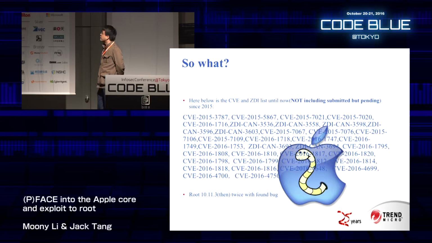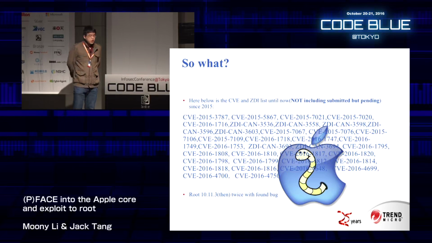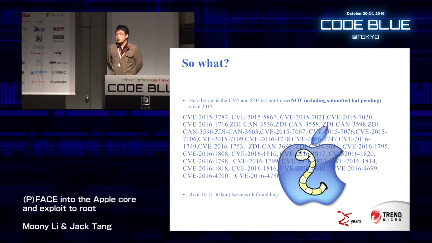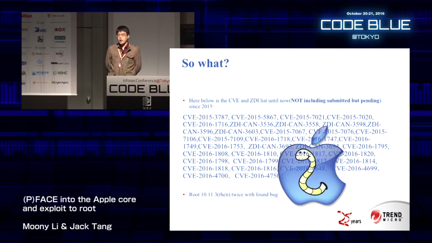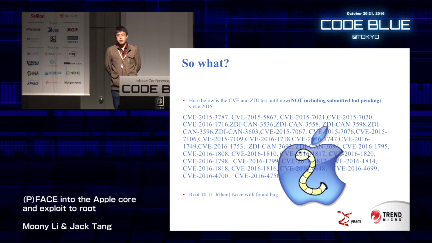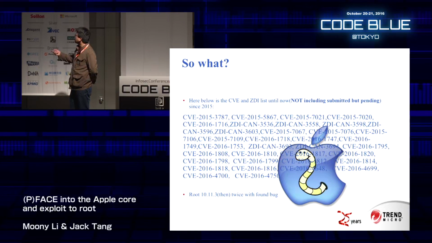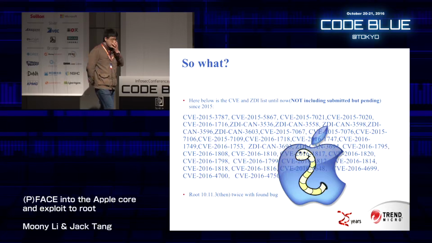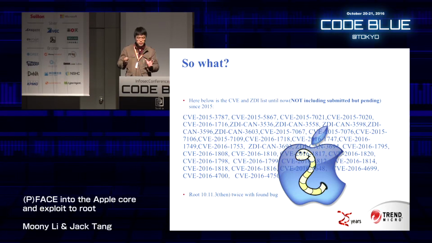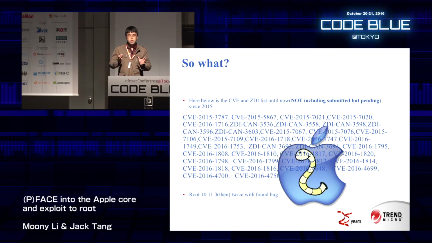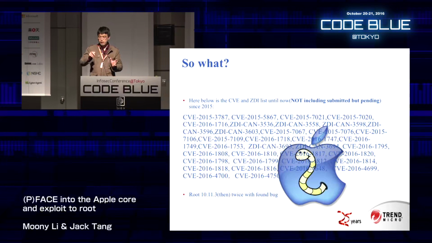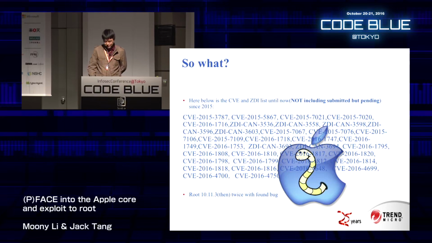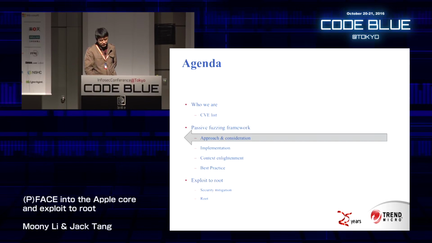So why are we here? Because of this. Here are the CVE lists which we have been credited using our passive fuzzing framework. Some of the CVEs are from the Apple vendor, and some are from the CDI, just like this. Actually, we have used several of the vulnerabilities to root OS X version 10.11.3.